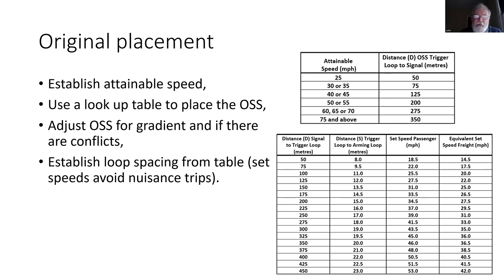Having established the distance between the trigger loop and the signal, then the distance between the two loops could be established using the second table. And this distance then generated what was called the set speed. So this was the speed at which a passenger train or a freight train would be able to travel without being subject to a trip. And these set speeds were set to avoid nuisance trips based on the fact that the driver would brake from the first caution and would brake steadily towards the red.